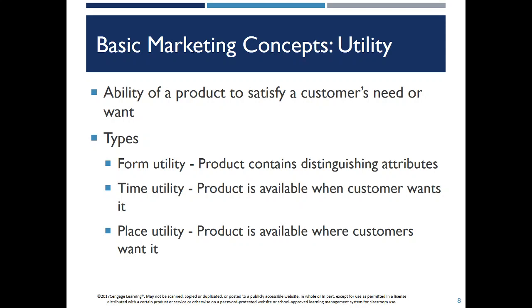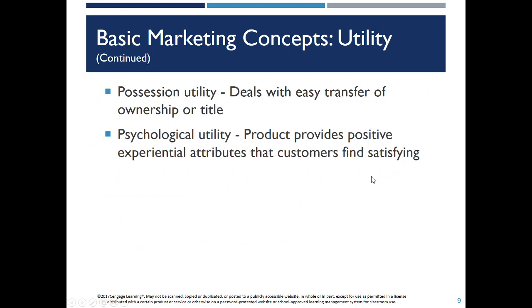Time and place utility are both somewhat related to distribution. The place, P of the 4 Ps. Possession utility and psychological utility. Possession utility is related to place as well, and psychological utility would relate to the product itself.